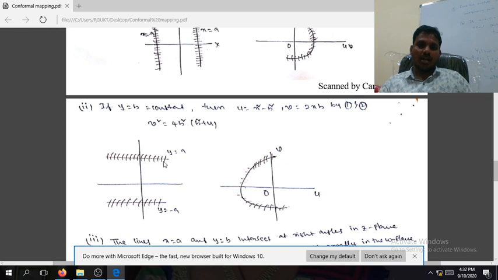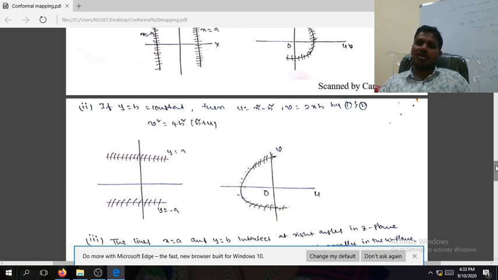If I am going to take the horizontal strip in the z plane, then under the transformation, u is equal to x square minus y square, so x square minus b square, and v is equal to 2xb. Eliminate x square in these two equations using the same procedure as the previous one. You will get v square is equal to 4b square into b square plus u. This is a parabola in this transformation. Clear? This is a parabola.